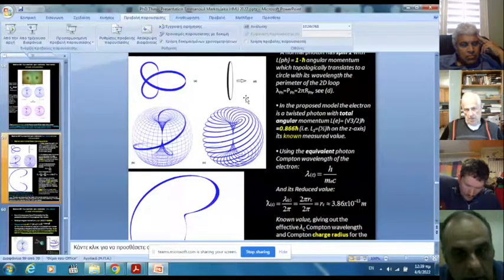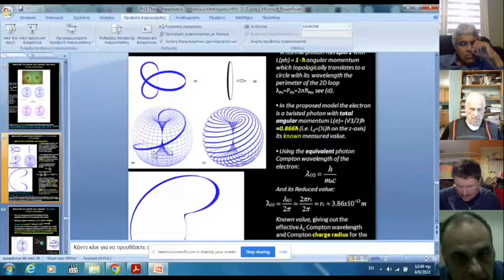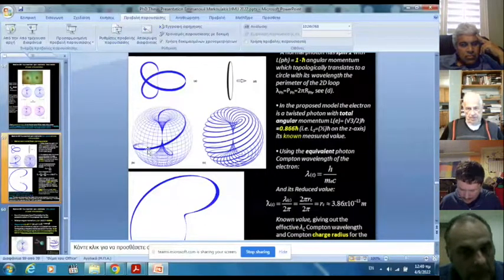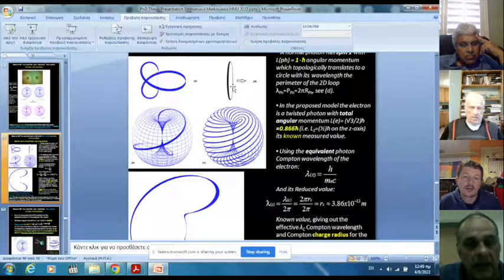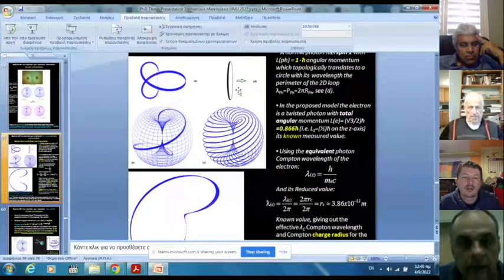So when the electron and positron hit together, this twisted ripple gets knocked out from the volume here. It loses momentum. It stops spinning, and then it unfolds and travels, translates, and this here is the perimeter again. Here is the Compton wavelength, with the radius being the reduced Compton wavelength.